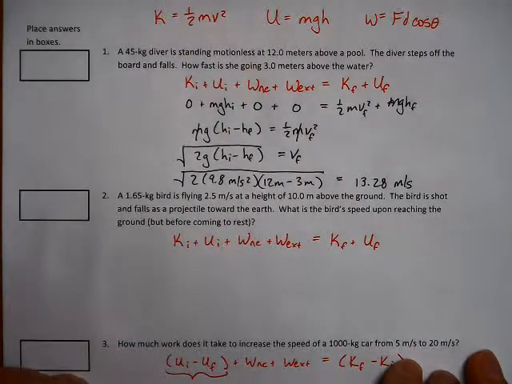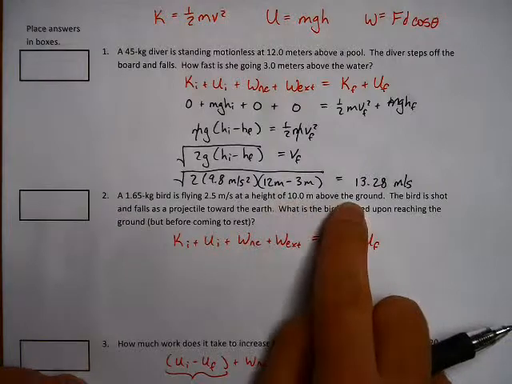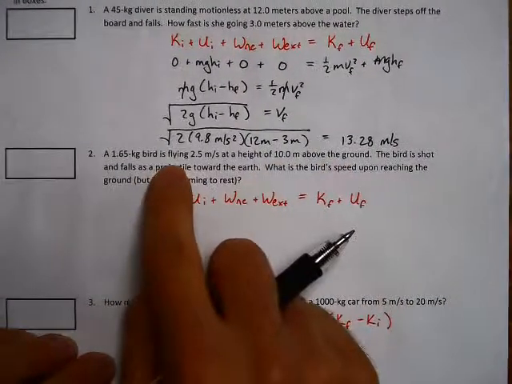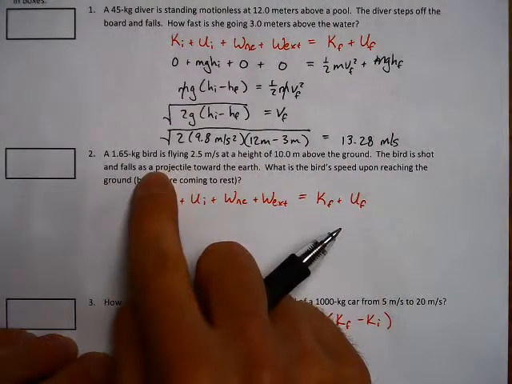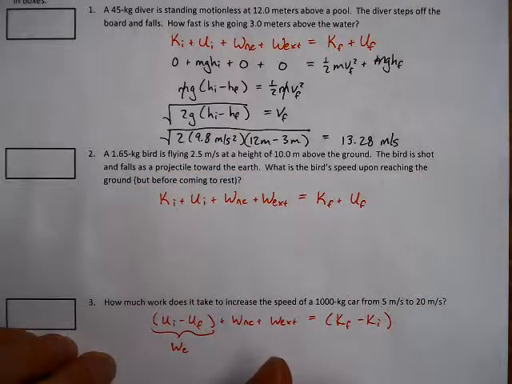For problem 2, a 1.65 kilogram bird is flying 2.5 meters per second at a height of 10 meters above the ground. The bird is shot, oh dear, falls as a projectile towards the earth. What is the bird's speed upon reaching the ground? But don't say 0.